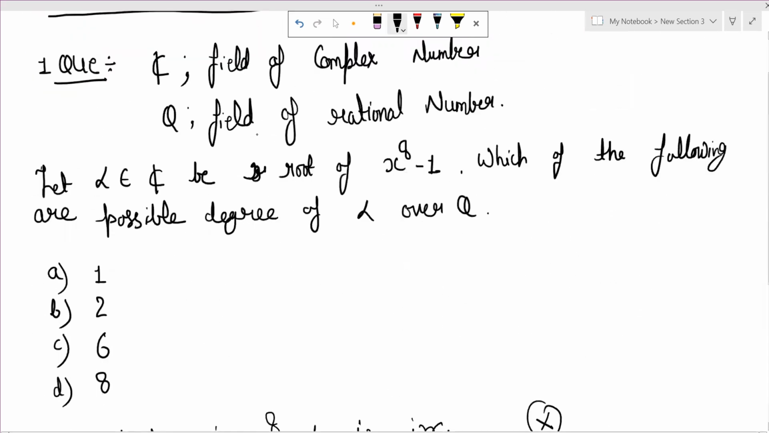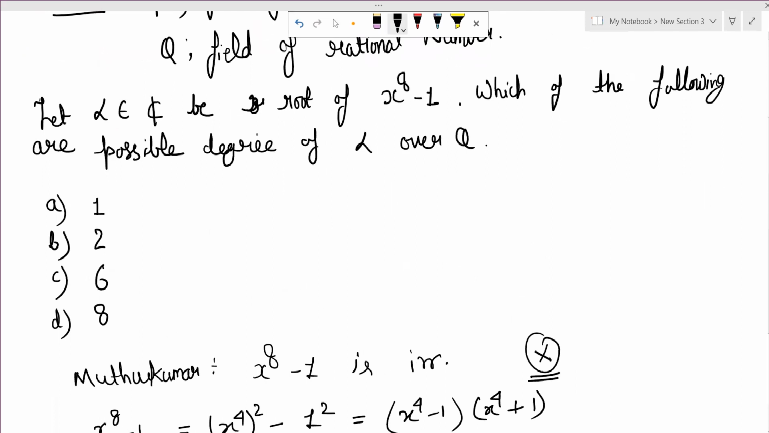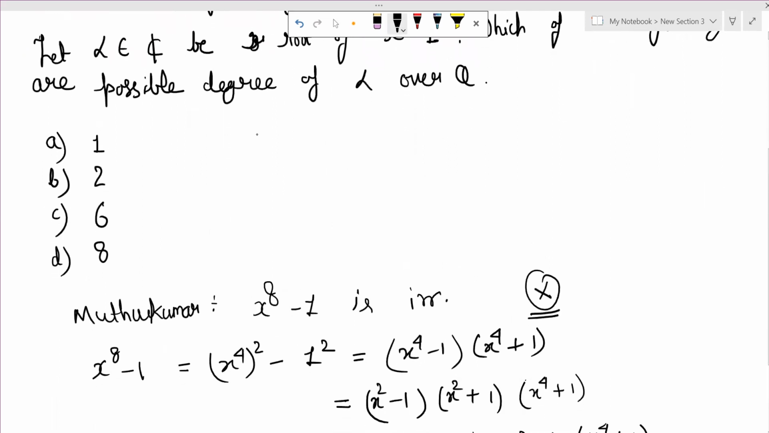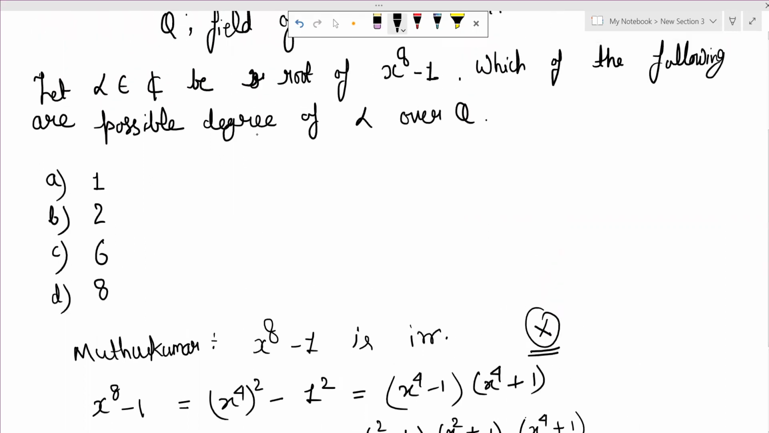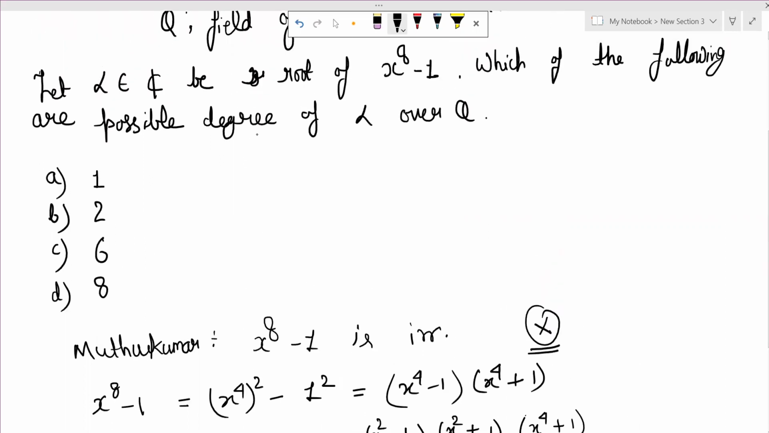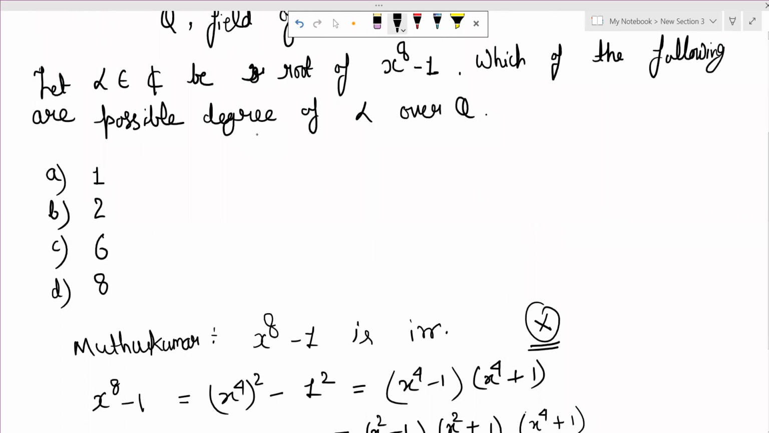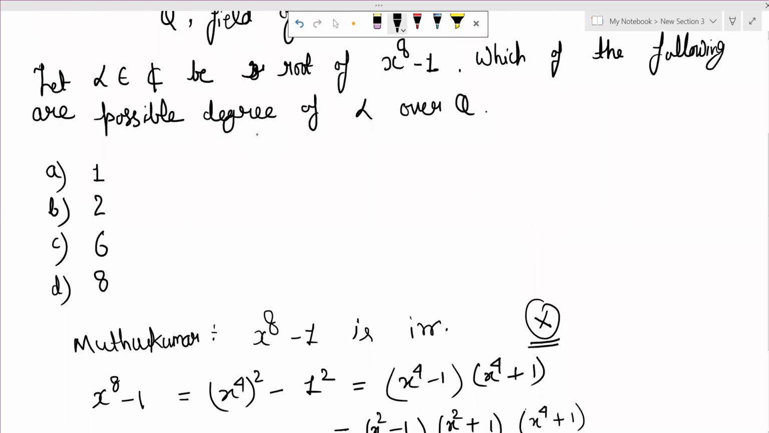So now the question arises: if alpha belongs to C is a root of the polynomial x to the power 8 minus 1, then alpha must be a root of one of these polynomials, either x minus 1 or x plus 1 or x squared plus 1 or x to the power 4 plus 1. So what are the possible degrees of alpha over Q? Now you can see, 1, 2, 4. The given options are 1 and 2. So 1 and 2 are there.